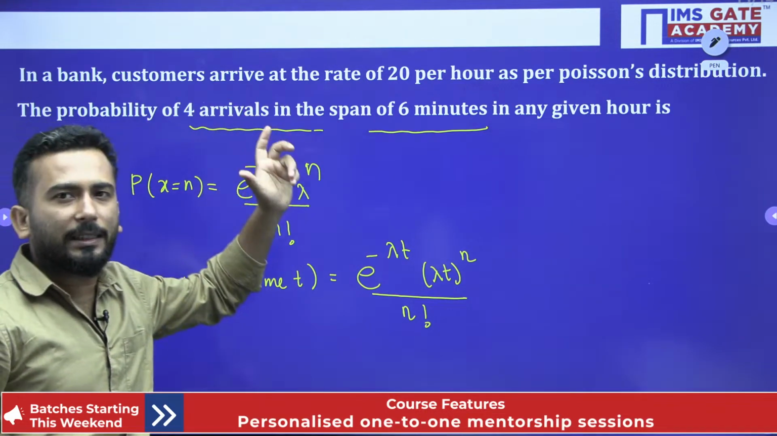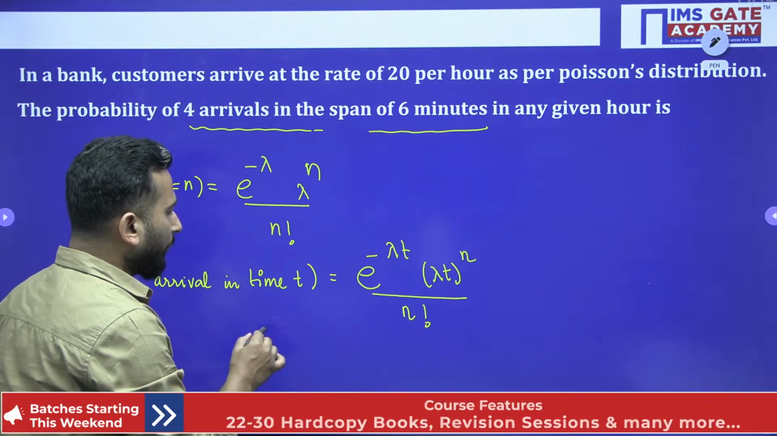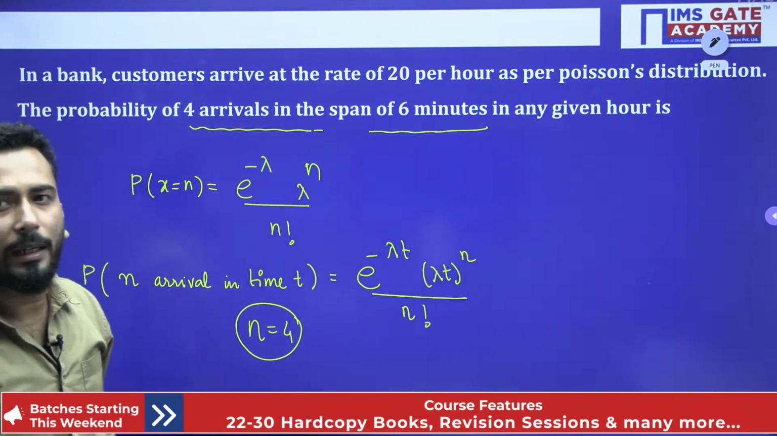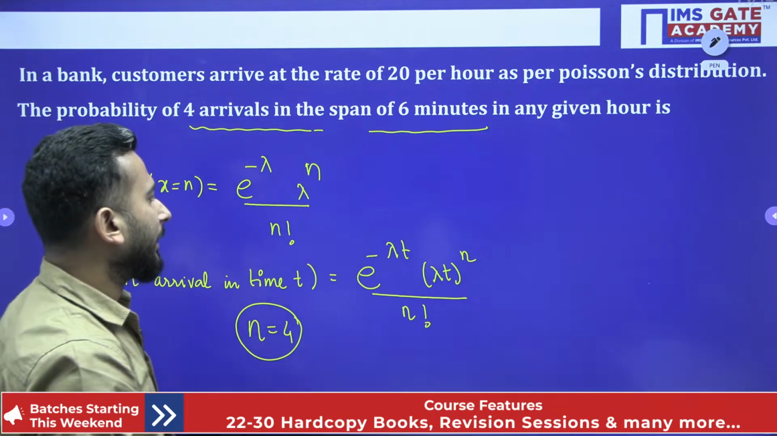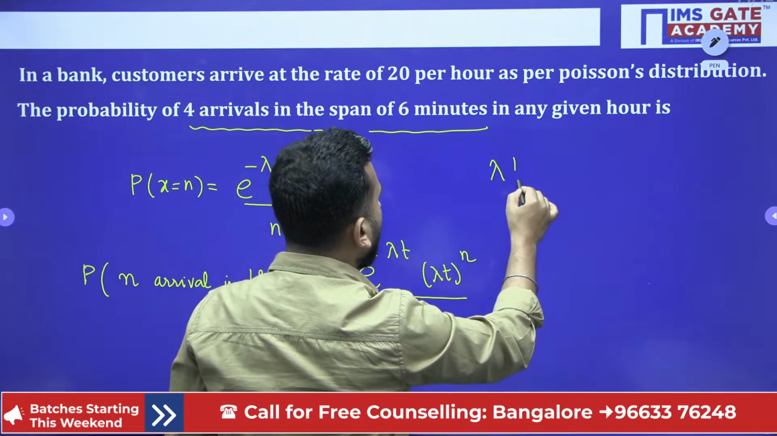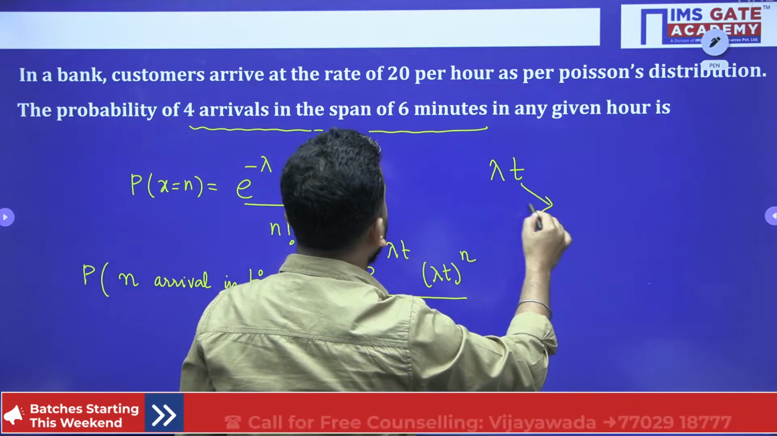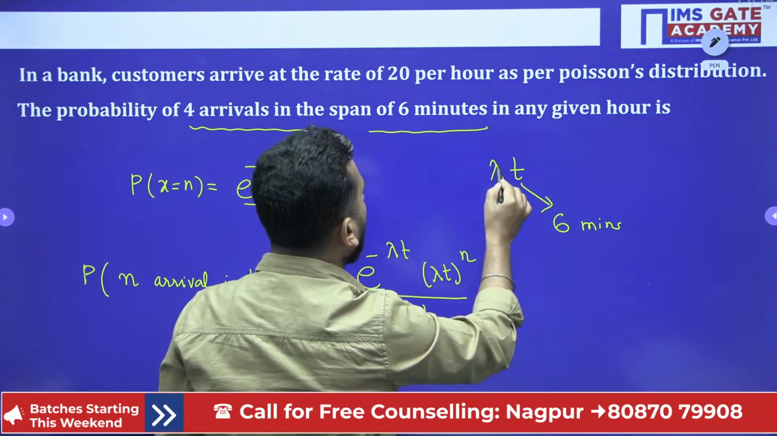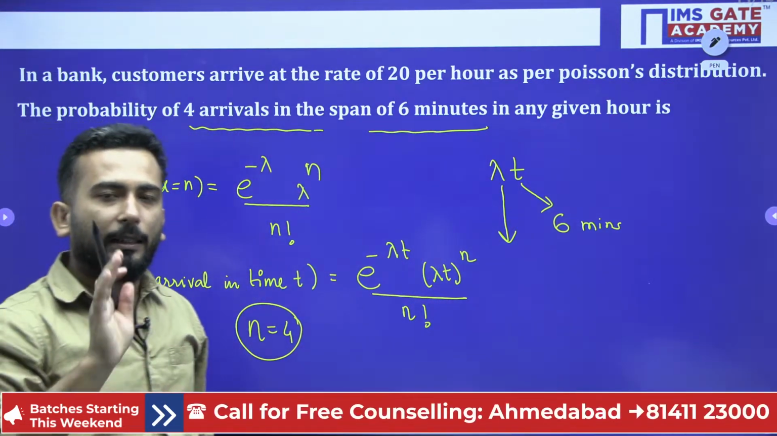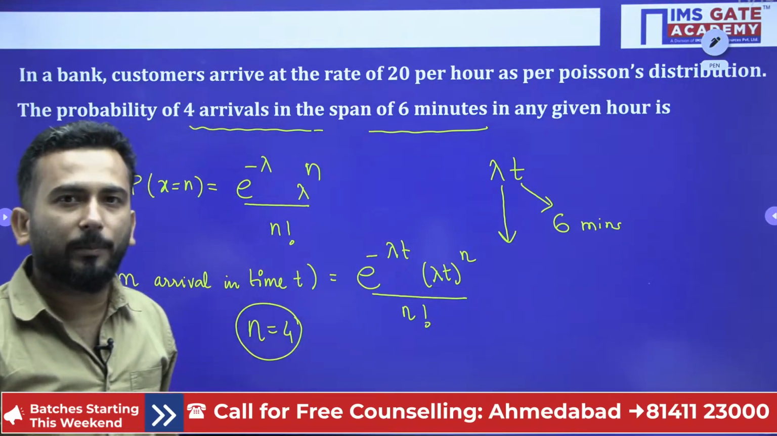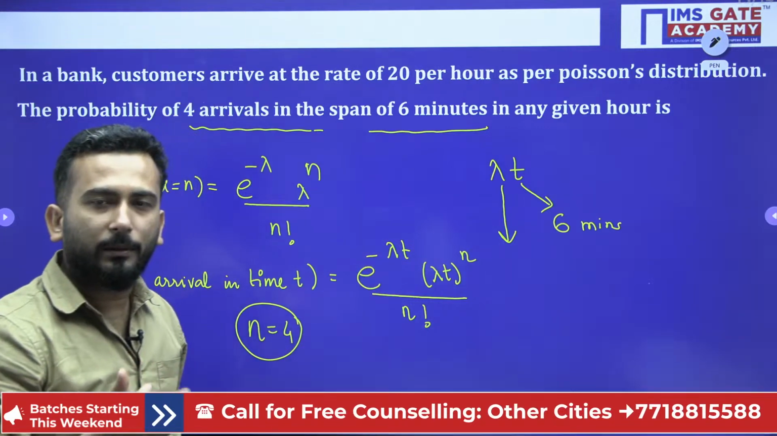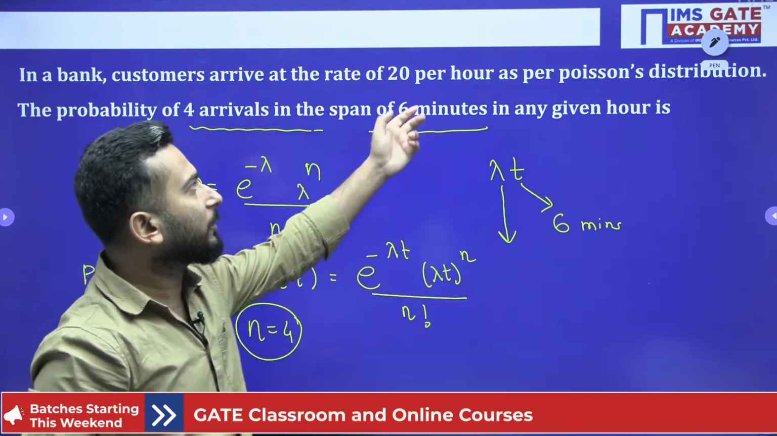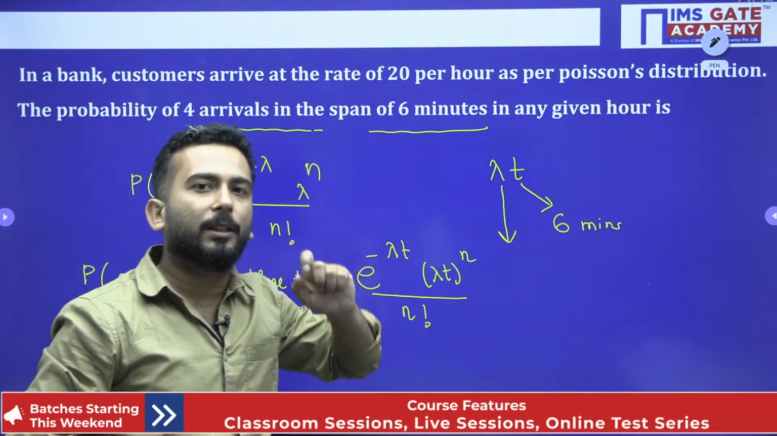So 4 arrivals he is asking, so it is not very difficult to point out that n is equal to 4. But what about lambda and t? Let's say t is a span of 6 minutes, so can you substitute lambda equal to 20 per hour? Does your common sense allow you to do that? How can hour and minute coexist together? My dear friends, you have already understood that it should not be per hour, it should be per minute.